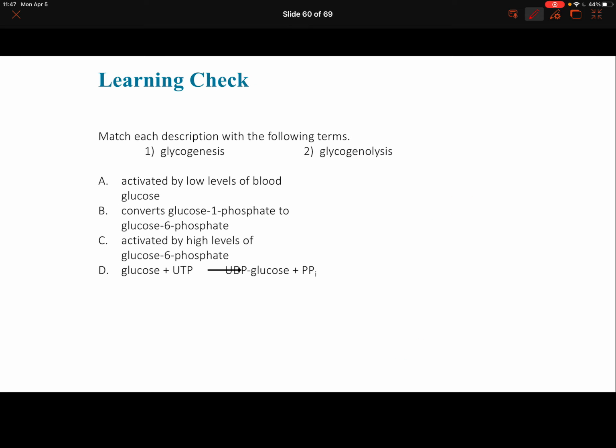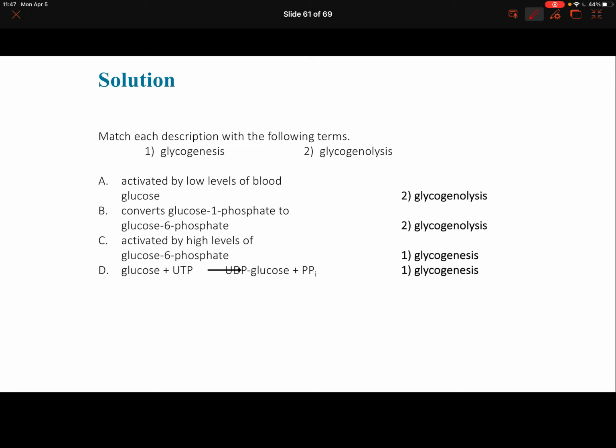All right, quick learning check. Give it a pause. See if you can make sense of glycogenesis or glycogenolysis. So activated by low levels of blood glucose, that would be glycogenolysis. Converts glucose 1-phosphate into glucose 6-phosphate, glycogenolysis. Activated by high levels of glucose 6-phosphate is glycogenesis.